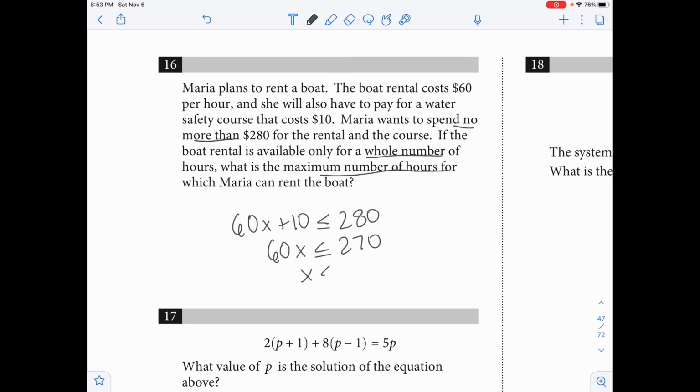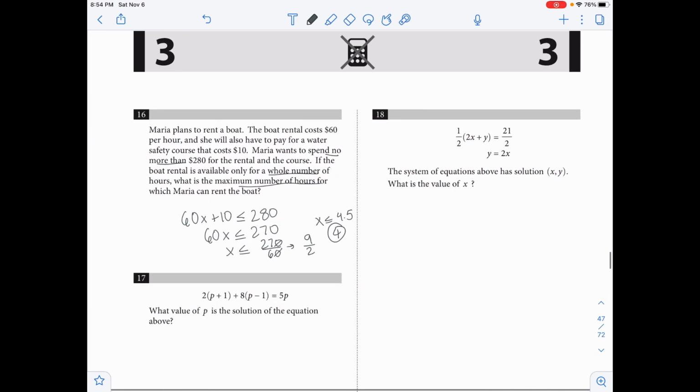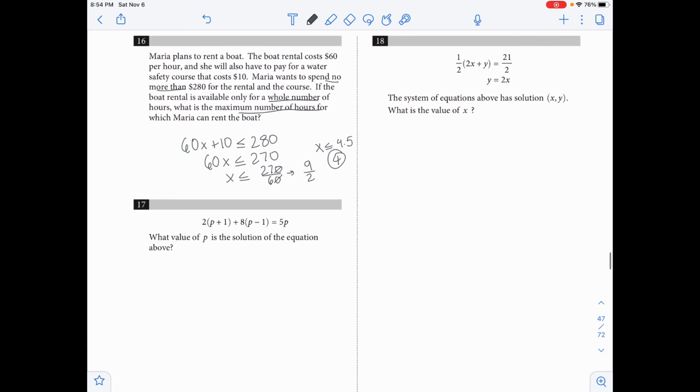So X has to be 270 over 60. Divide both sides by 3 (or 30). So 9 over 2. Yes, so X has to be less than or equal to 4.5. In this case, it can only be a maximum whole number, so therefore it's 4. So the maximum number of hours you can rent a boat is 4.